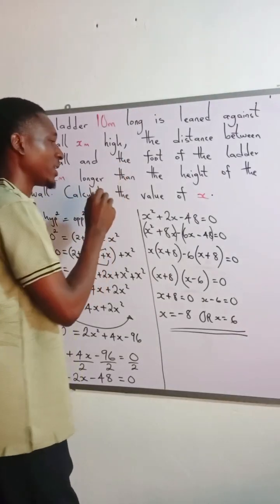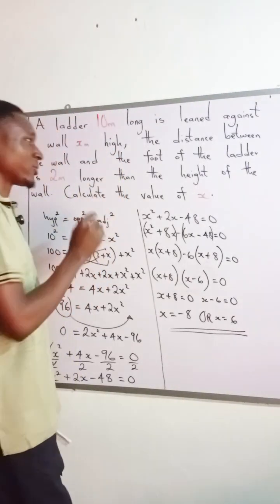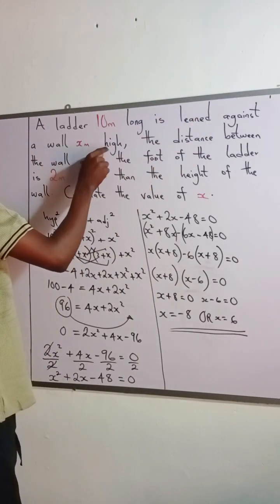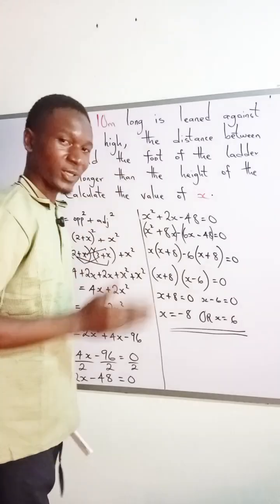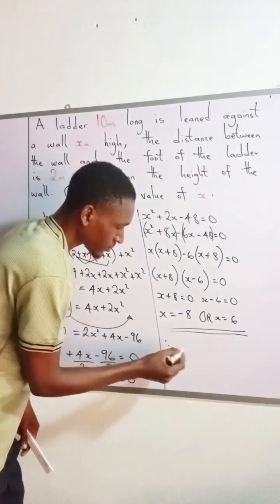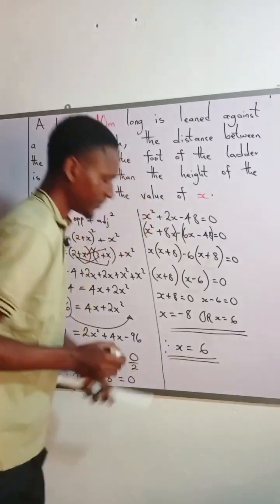What we are actually looking for here is the height of the wall. Yes, the height of the wall is x meters high. So the height of the wall cannot be negative. Therefore, x is equal to 6.